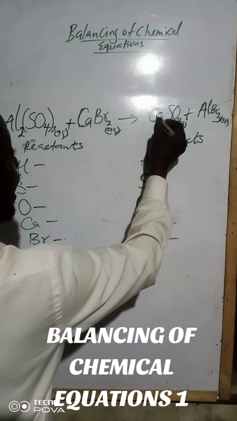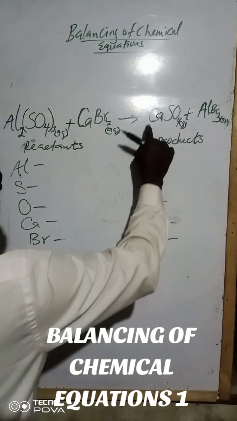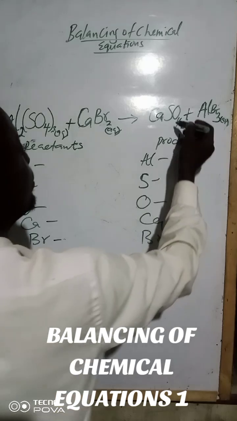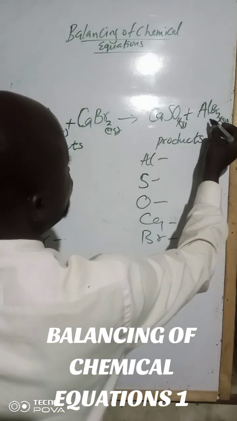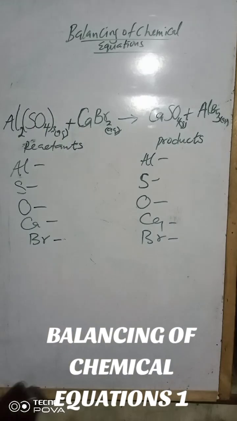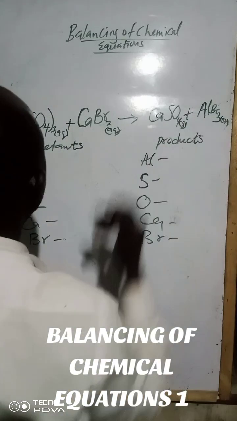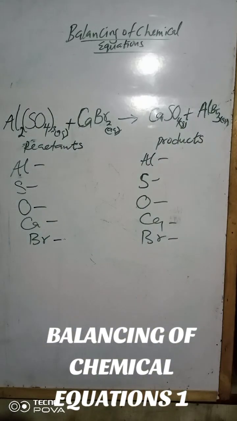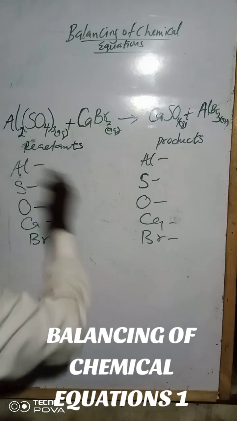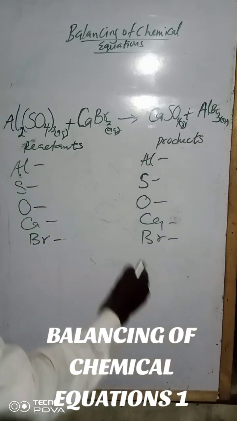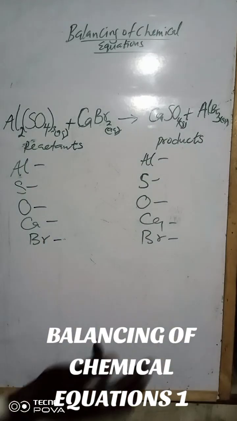to produce what we call calcium tetraoxosulfate 6 plus aluminium 3 bromide. So that is the product. For us now to have a balanced equation, you must consider what are the elements involved in the reactant and what are the elements involved in the product. Of course, it must be the same.